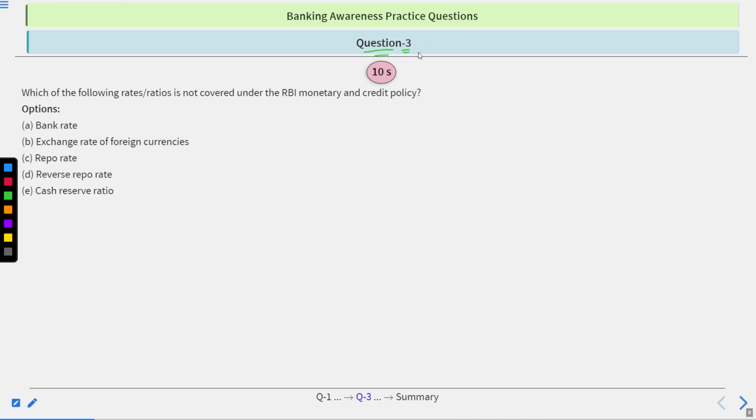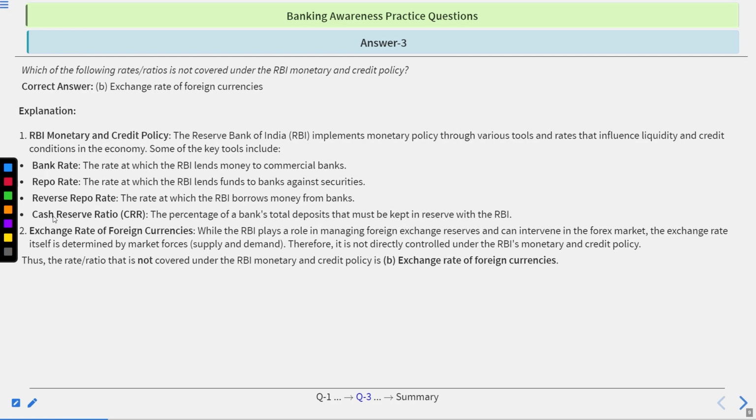Question number 3. Which of the following rates or ratios is not covered under the RBI monetary and credit policy? Bank rate, exchange rate of foreign currency, repo rate, reverse repo rate, cash reserve ratio. Again, to answer this, you have 10 seconds and your time starts now. Okay, the time's up. The correct answer is exchange rate of foreign currency.